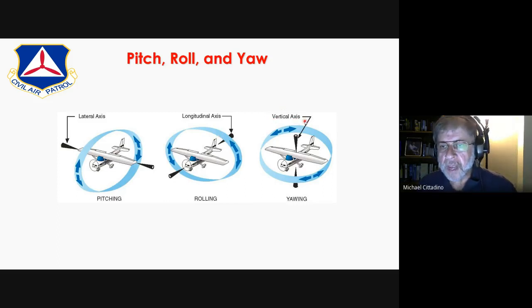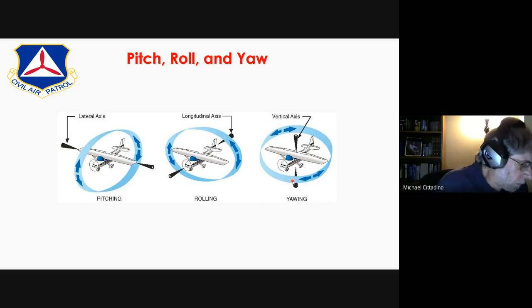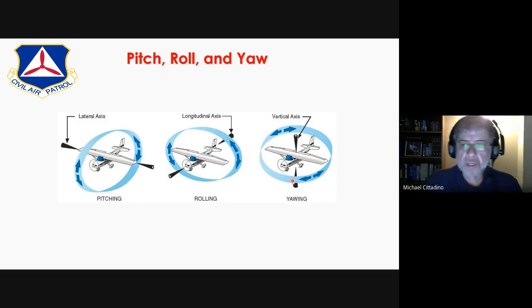Finally, we have the rotation around the vertical axis, which is affected by the rudder. And that is called yaw. If the pilot pressed on the left rudder pedal, the rudder will swing to the left. This would cause the tail of the aircraft to move over to the right and push the nose of the aircraft to the left. When the aircraft is making a turn, it's a combination of the rolling and yawing axes that allow the aircraft to turn in a smooth and even manner.